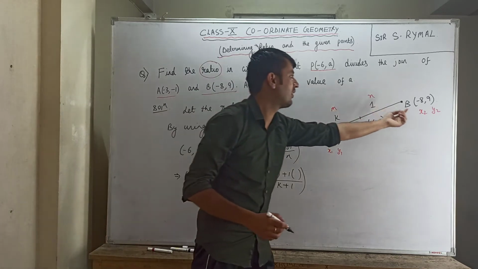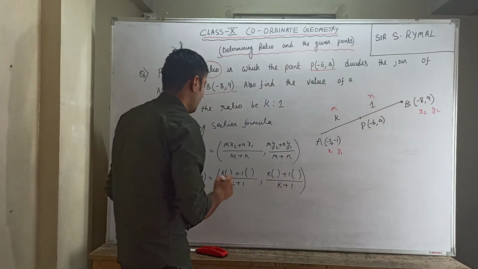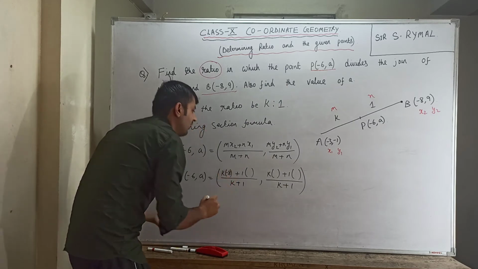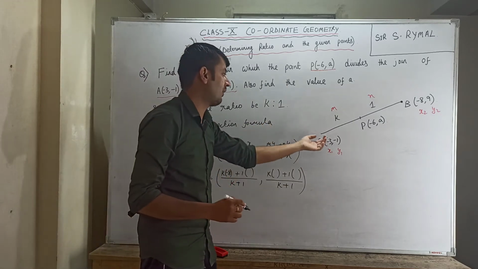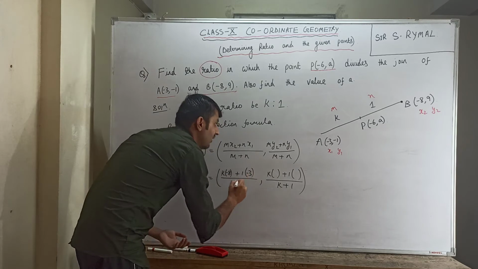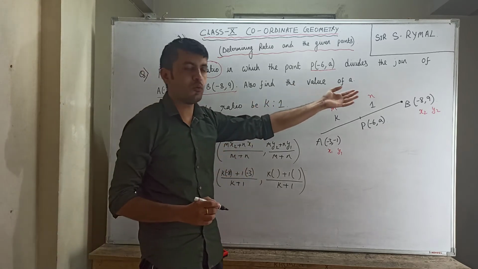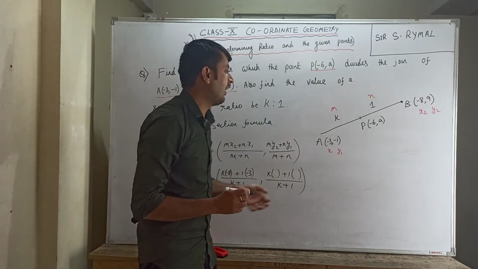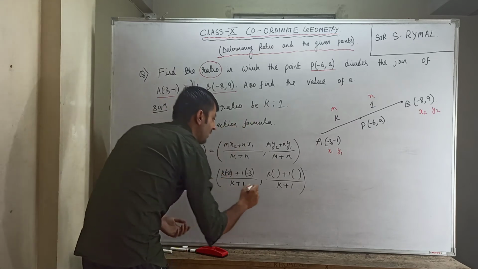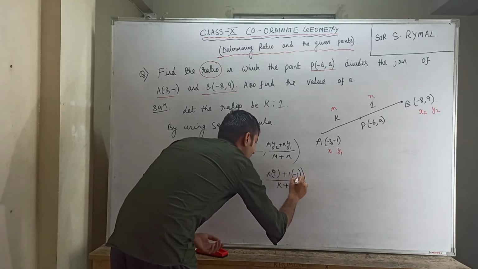x2 is minus 8, so you put minus 8 here. Then x1, how much is your x1? It is minus 3. Then you do y2. What is your y2? Look at the figure. It is 9. Then y1 is minus 1. 9, then here minus 1.